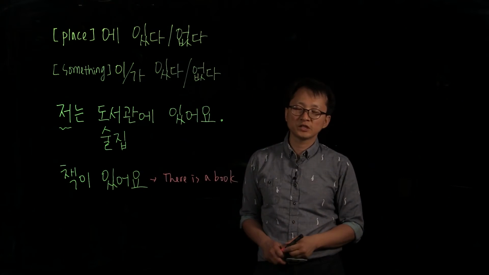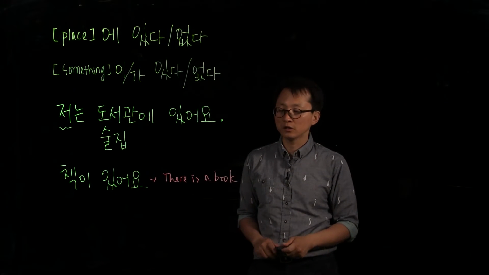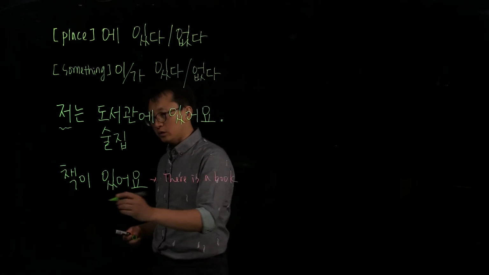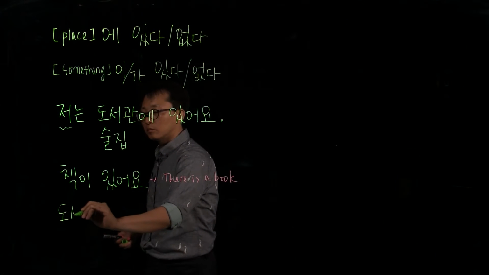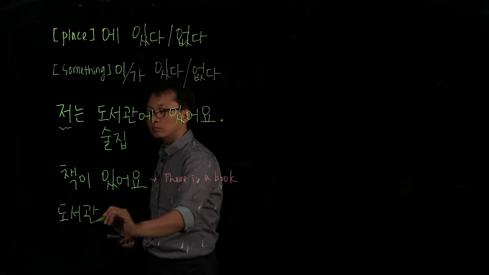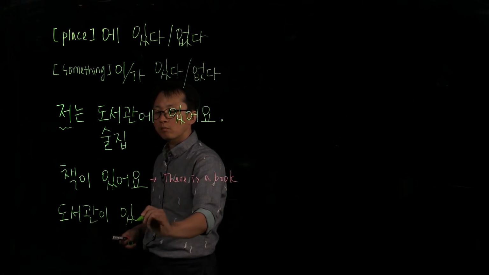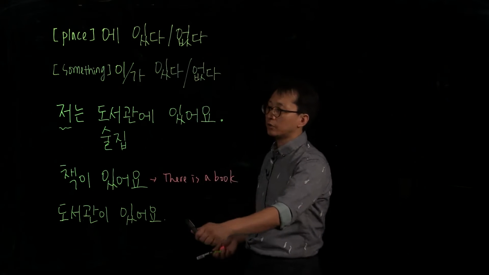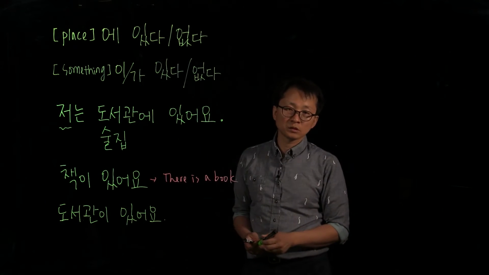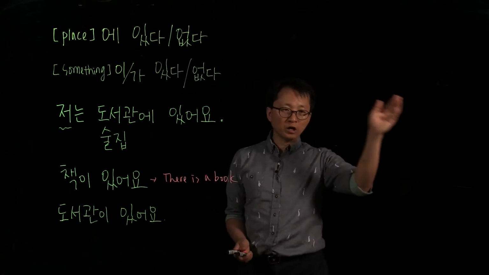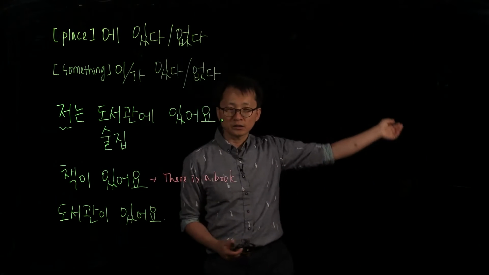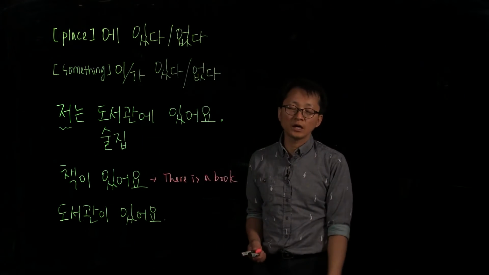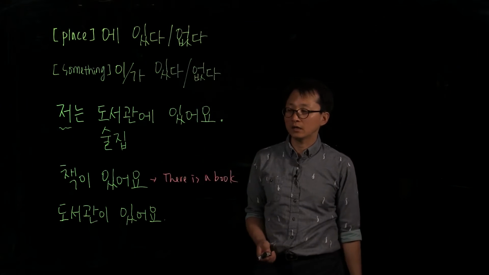책이 있어요. 그렇죠? 네, 책이 있어요. There is a library. 도서관이 있어요. It's not 도서관에 있어요, but 도서관이 있어요. There is a library. There is a book. Does it make sense? So you want to say, oh, there are students playing outside. 학생들이 있어요. There are students. 학생이 있어요. There is a student. We can say it like that.